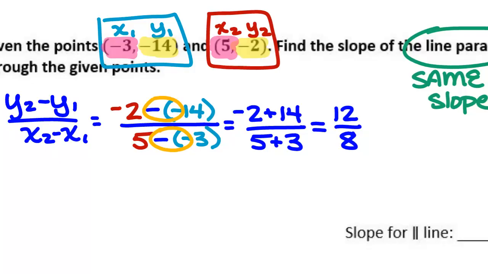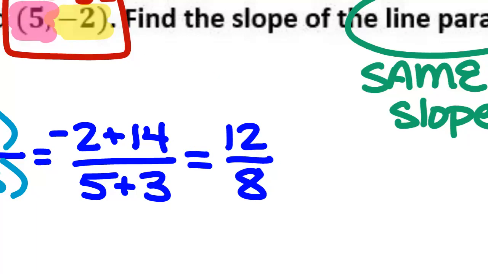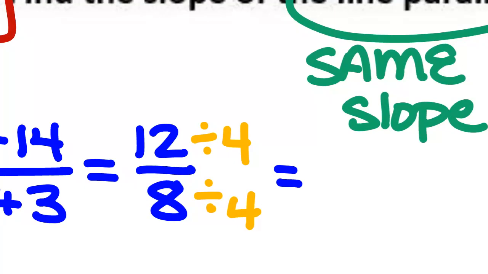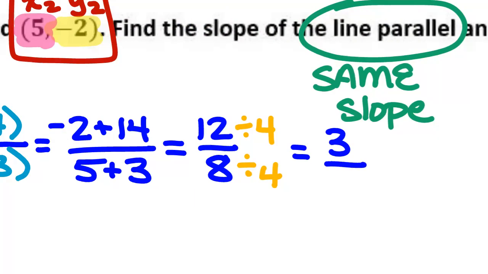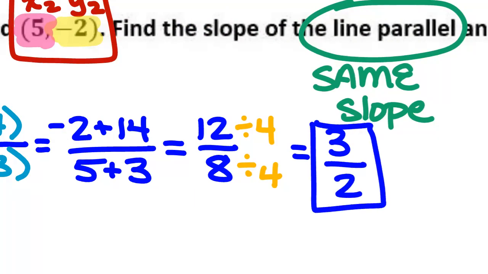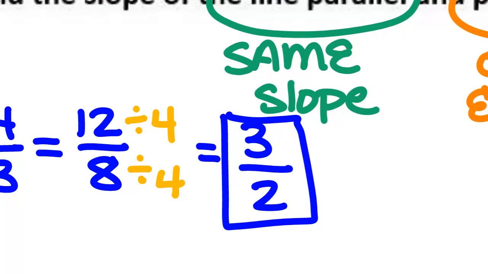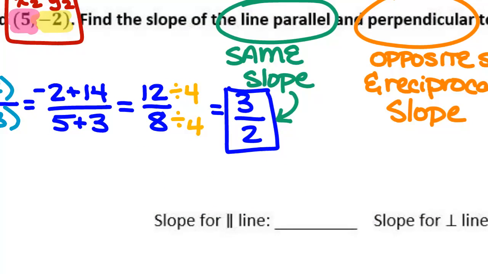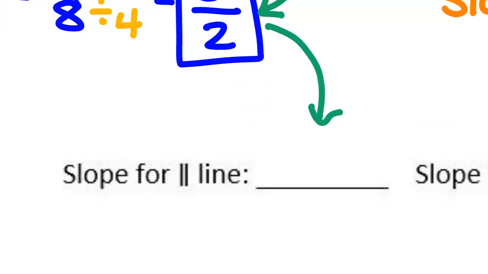It is not in fully reduced form. There's something that will go into both the 12 and the 8. What's the biggest thing that goes into both? 4 goes into both. So we can divide top and bottom by 4. What is 12 divided by 4? 3. 8 divided by 4? 2. So here's my slope. Same slope for parallel. So for my parallel line, the slope is 3 over 2.